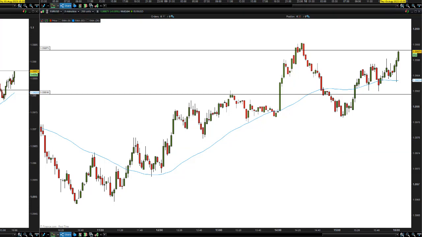All I'm looking for is a market to do like this and like that. And then I'm looking for this. This is a 52 moving average here, okay? The 52 MA.